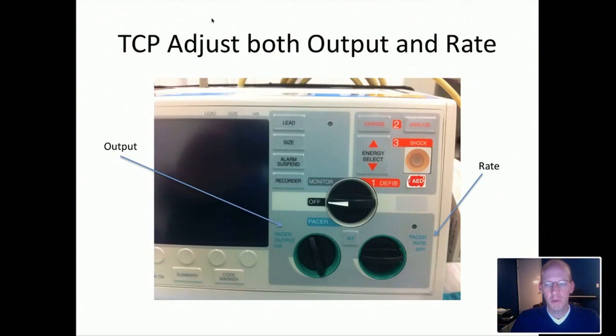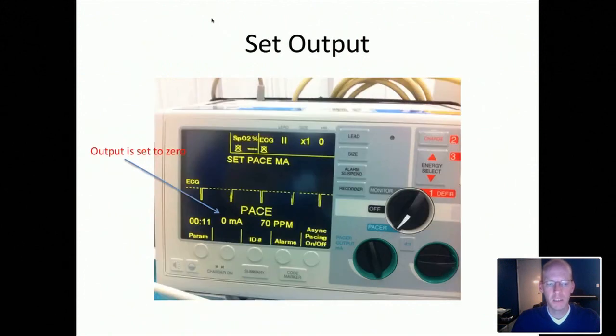Now, as we talked about before, there's two different dials that you need to select when you select the pacer. So in this monitor, you would turn the center knob to pacer, and then you would set the rate for at least 60 beats per minute, and then you would increase the milliamps up. The pacer output is there on the left. So here you see the pacer is set for 70 beats per minute, but there is 0 milliamps. So this is set to 0, so you need to change the pacer output, increasing the milliamps until you get capture.